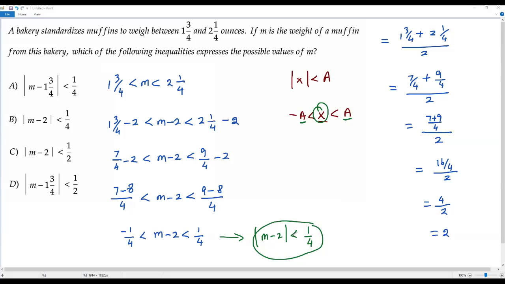So we find this absolute value inequality in option B. So the correct answer choice for this question is option B.